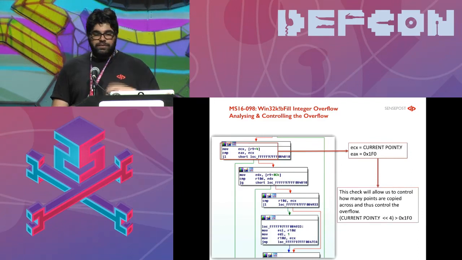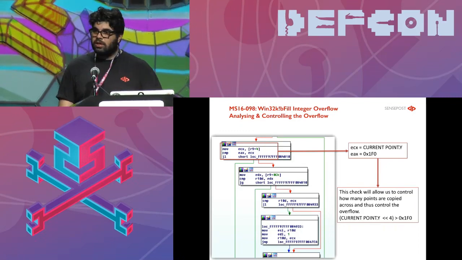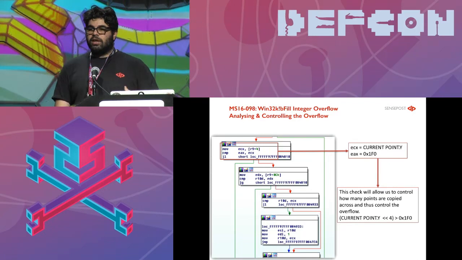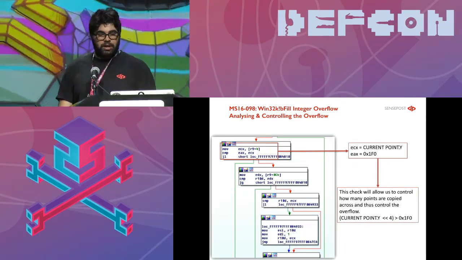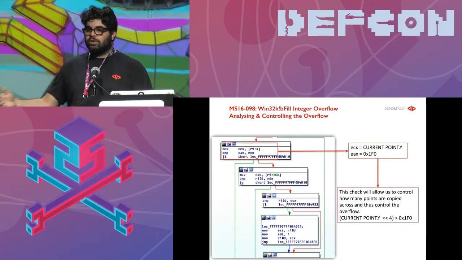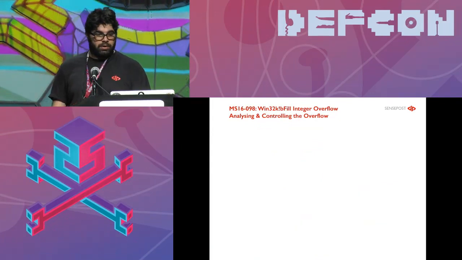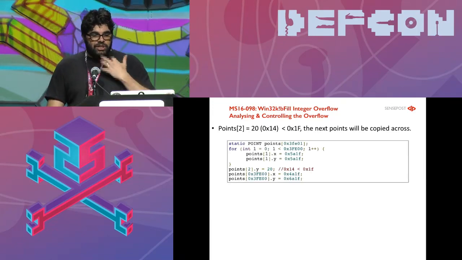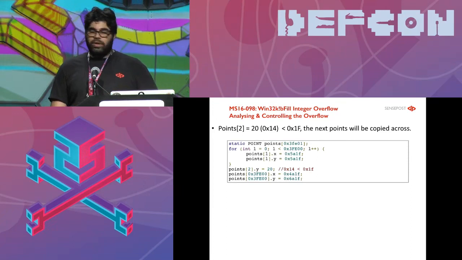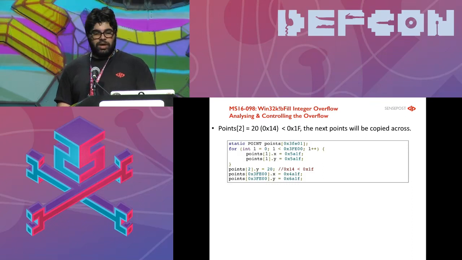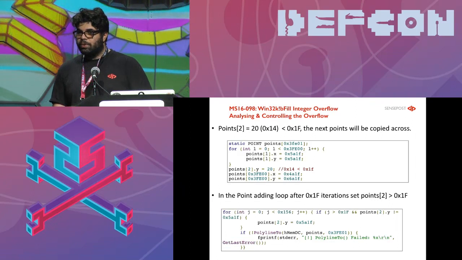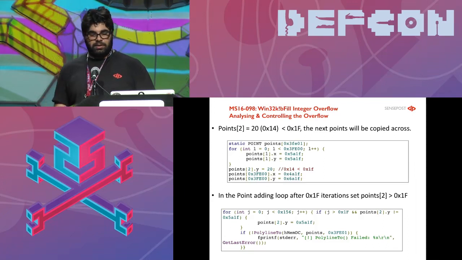Now this value is actually shifted by 4, so the current point.y will be shifted by 4 and then compared to this value. If the comparison results in a value more than 1F0, then it will not copy the point. If it's less, then it will copy the point. This gives us a primitive to control how many points are copied to memory, thus controlling the overflow number. The way we can control it is by setting the third point in our point array to 20 decimal, which is 14 hex. Shifted by 4 it equals 140, which is less than 1F0. So until we hit a specific point of the PolyLine2 loop, which is 1F iterations, it will copy exactly the number of points needed to overflow the bitmap height and width.